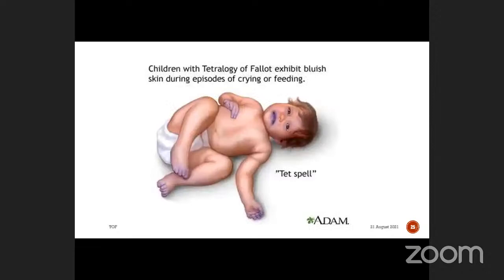So a child with tetralogy will have a typical spell with blue lips, blue hands, and blue feet. The mother will never tell you that the whole face was black, but the lips were very, very dark.